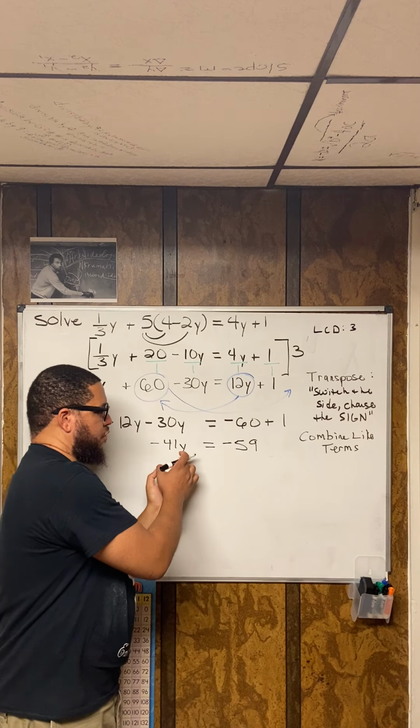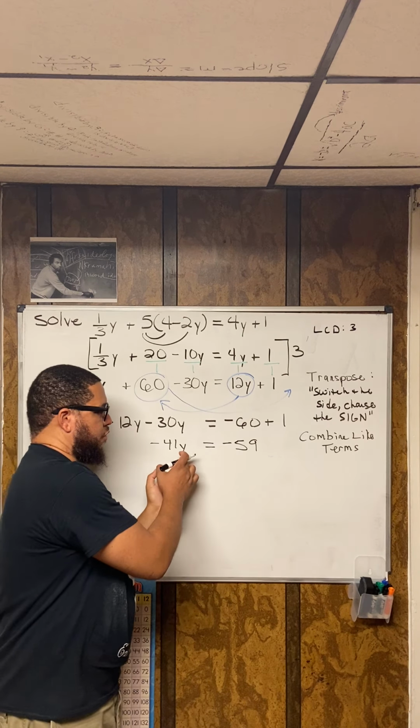We haven't solved it yet because this y still has a coefficient that is not 1. This coefficient is negative 41. So we don't know what y is equal to. We know what negative 41 times y is equal to, but we don't know what y by itself is equal to. So the way now that you get y by itself is by looking at this negative 41, because you want to get rid of this negative 41.